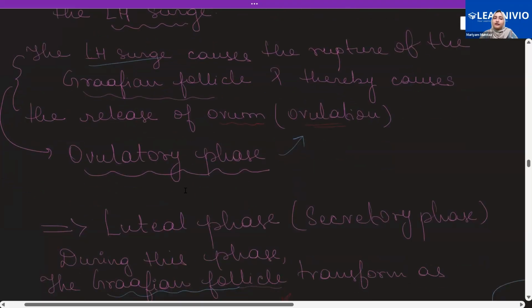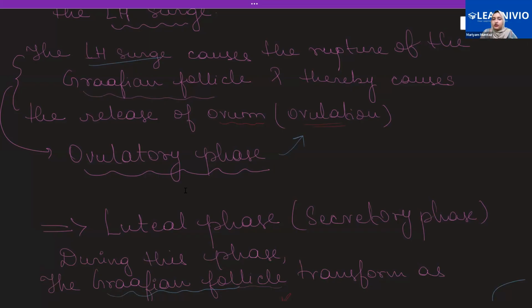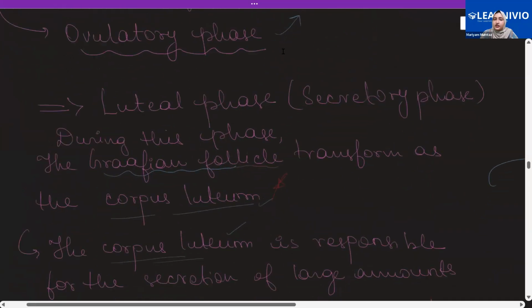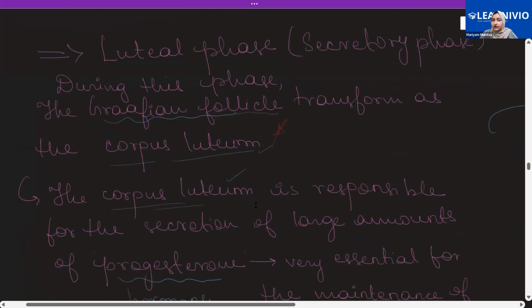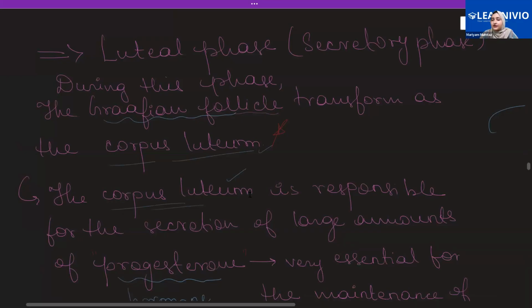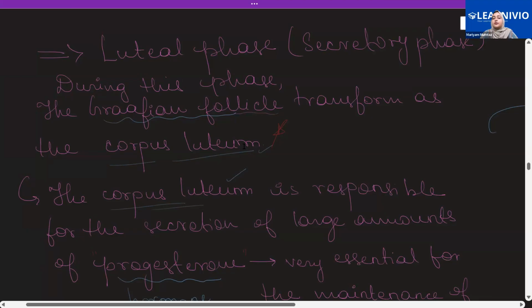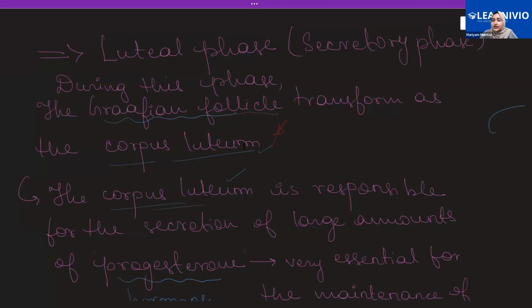Now, after the Graafian follicle gets ruptured, imagine it's injured. The secondary oocyte got out. Then comes the luteal phase, which is the secretory phase. This is very important as far as pregnancy is concerned. During this phase, the Graafian follicle will transform and become the corpus luteum. This corpus luteum is the body responsible for the secretion of a huge amount of progesterone. Throughout the entire pregnancy, progesterone is the most important hormone to keep the endometrial lining intact.